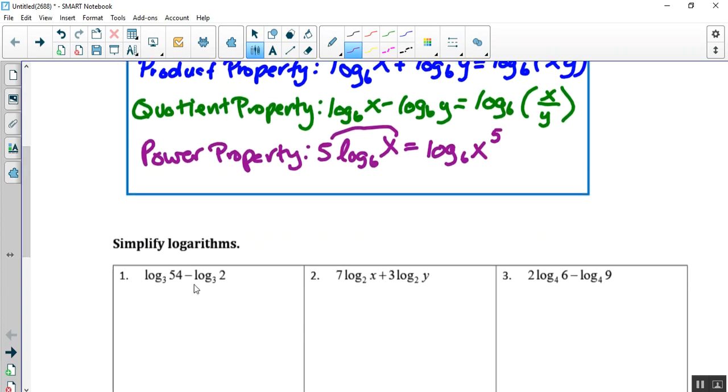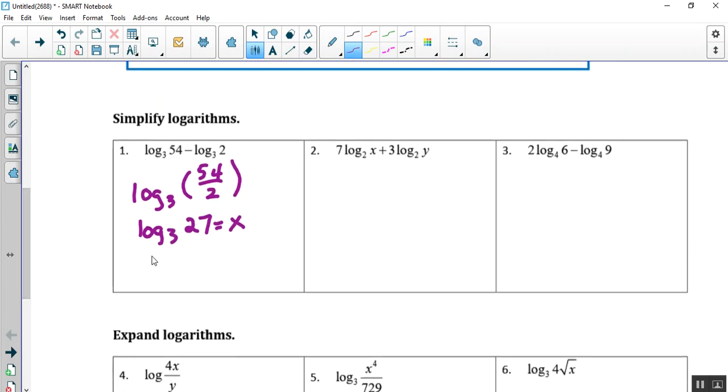Here I have a subtraction problem, so I'm going to be using the quotient property because this is subtraction. I'm going to rewrite it as the log base 3 of x over y, so 54 over 2. And I get log base 3 of 27. So I'm thinking, 3 to what exponent gives me 27? 3 times 3 times 3 is 27, so x is equal to 3.